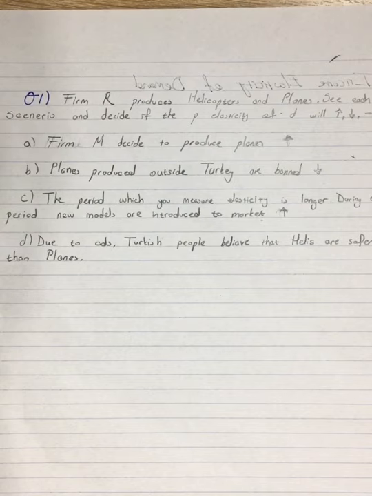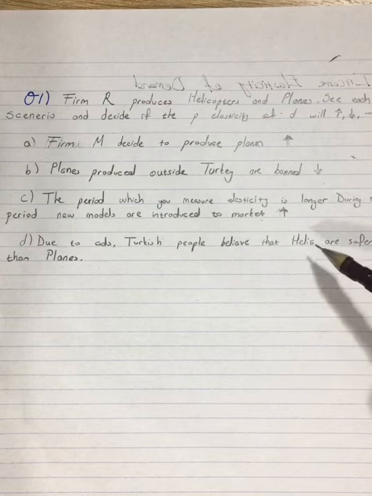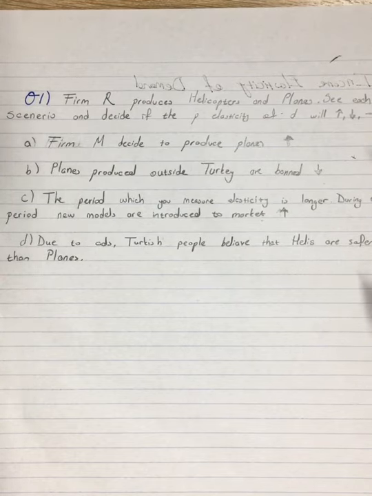Due to the advertisements, Turkish people believe that helicopters are safer than planes. So in this case, planes are now seen as less of a substitute for helicopters. So people who want to buy helicopters will be affected less if there's a price increase. Since people think helicopters are safer, they think that the price increase is actually worth it. So the price elasticity of demand will decrease for helicopters.